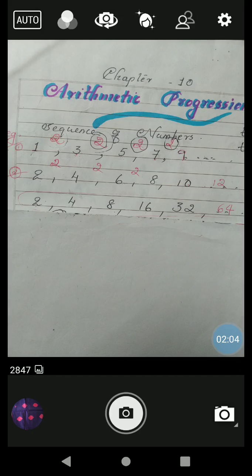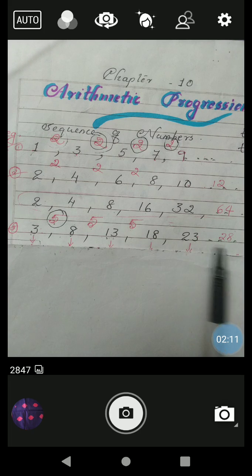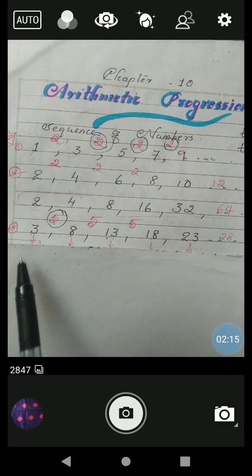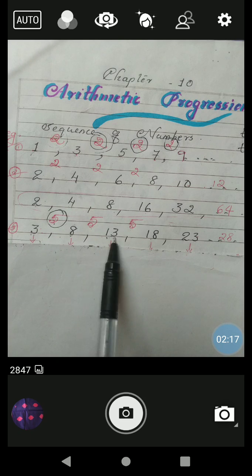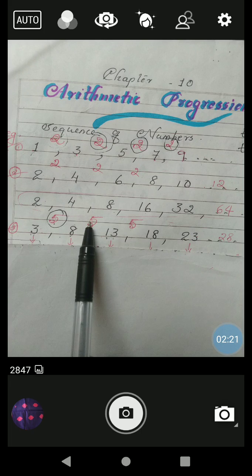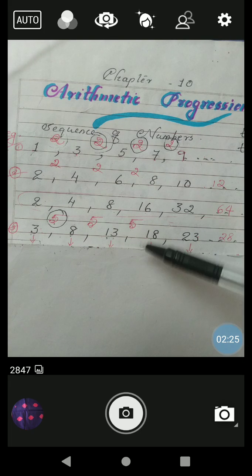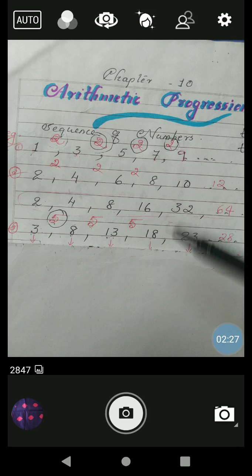And one more sequence, look, 3, 8, 13, 18, 23. Here also we can find the next number, 23 plus 5, because here the difference between two consecutive terms is 5, right? So you can see the 1st, 2nd and 4th examples.